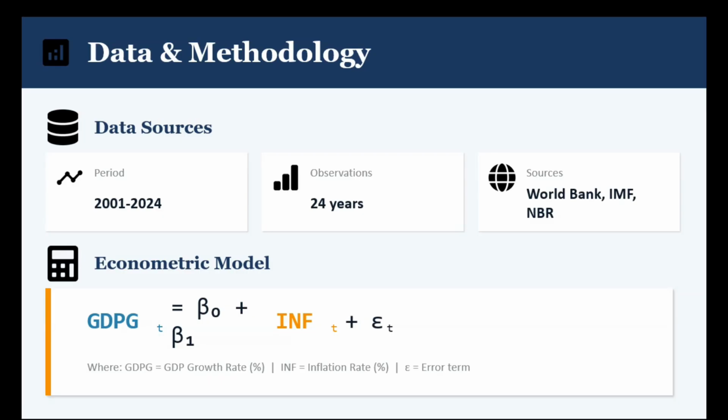Can we see the methodology? Mohammed is going to use time series data from 2001 up to 2024, or we can also add 2025. The observations will be 24. The data source should be the World Bank, not IMF; we can delete that. Okay, I was rushing. That's how the model looks, but you can see inflation is my X and my Y is GDP.